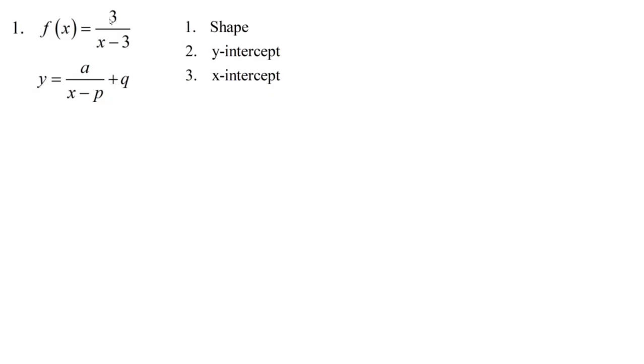But what is the shape? Well, if that's positive, there's two branches, and the branches go in the first quadrant up here and the third one down here, and that's the shape. So if your answer doesn't look like that, you've done something wrong.